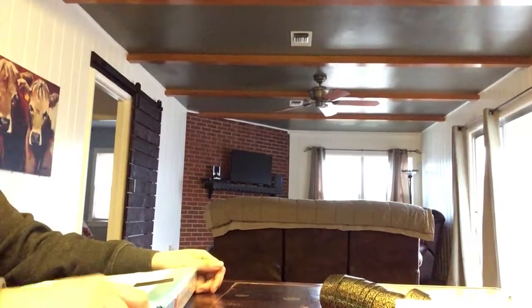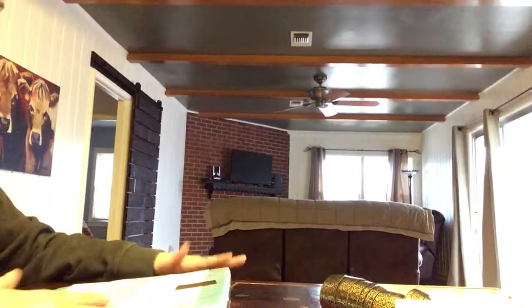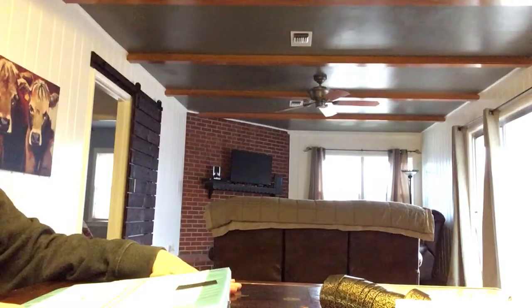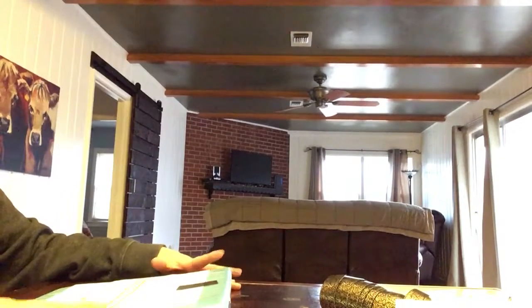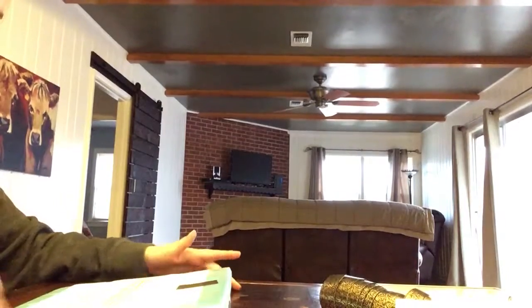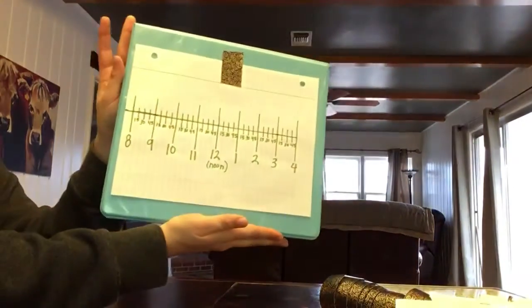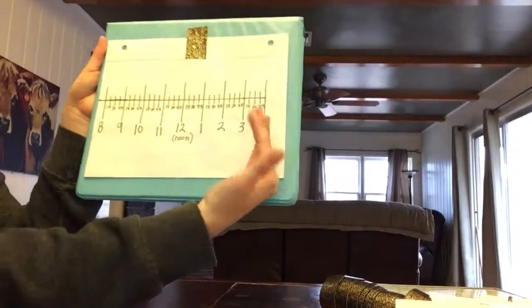Alrighty, so for today's D&E, we are going to be talking about time elapsed and how to measure that. We're going to be using the Make 60 approach, and the model that we are going to be using today is a timeline, which looks a little bit like this. You can see I started at 8 and I went all the way to 4 o'clock.